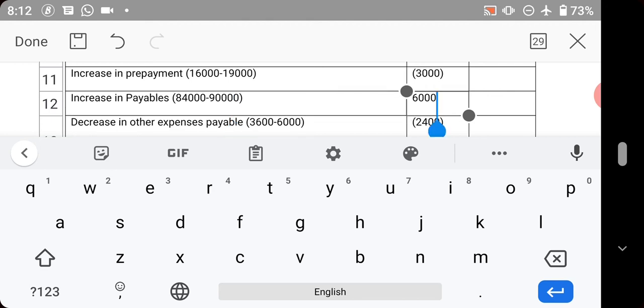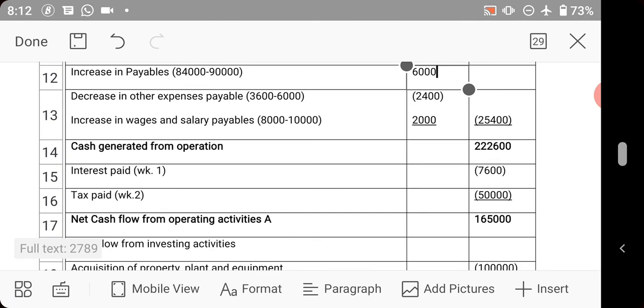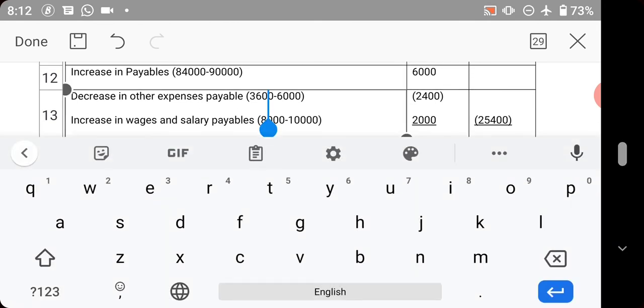If current assets are increasing, deduct. If current liabilities are increasing, you add. So this should guide you. If current assets decrease, you add. If current liabilities decrease, you deduct. Okay. Then decrease in other expenses payable, it was 36 and it is now 6,000.